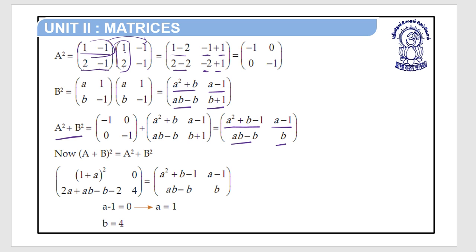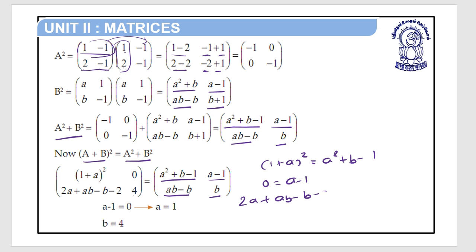Now equalize both equations. (A+B)² is equal to A² + B². So [(1+a)², 0; 2a + ab - b - 2, 4] is equal to [a² + b - 1, a - 1; ab - b, b]. Now equalize the elements. So (1+a)² = a² + b - 1, 0 = a - 1, 2a + ab - b - 2 = ab - b, and b = 4.